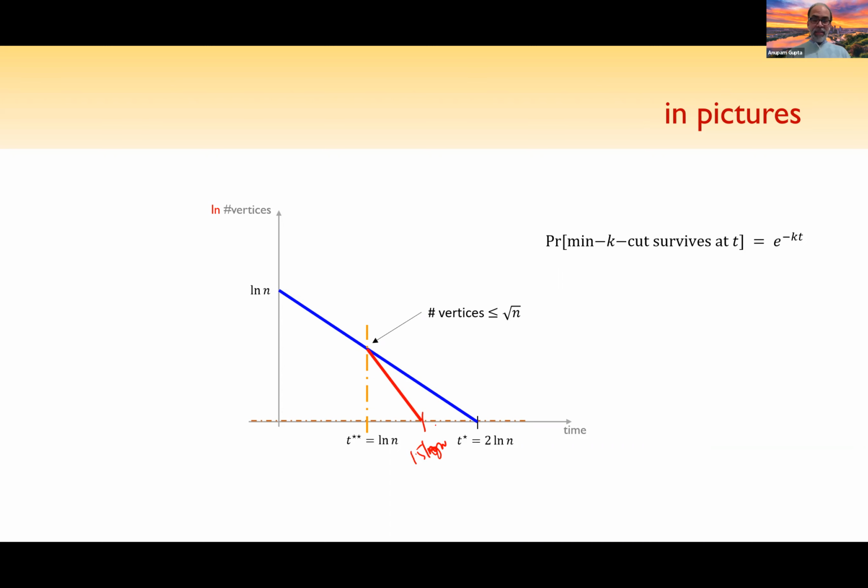And if this is the case, then the probability of a min cut surviving becomes something like n to the minus 1.5. Much better. And actually, this will be the first step. And of course, we'll do a much more refined analysis. But this is the main idea, right? As long as you get the main idea, the rest are details, right?